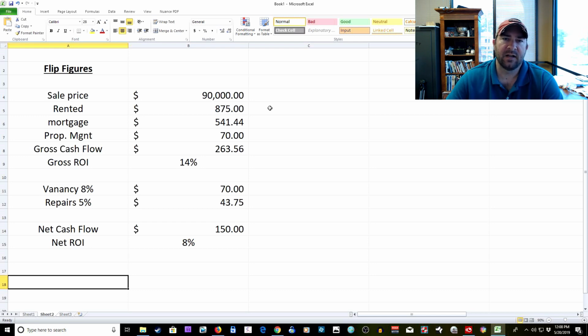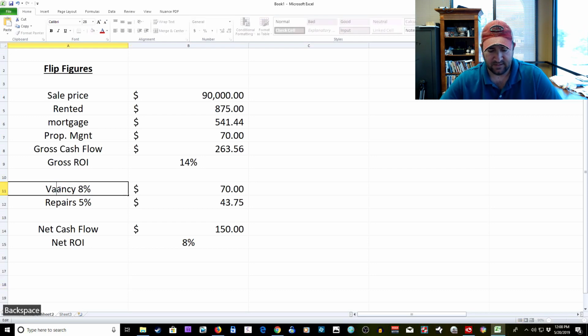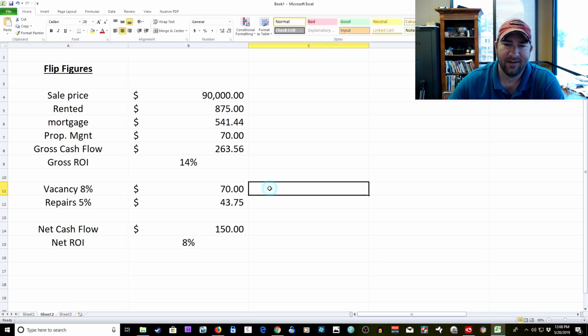Their total mortgage payment, principal, interest, taxes, and insurance, was $541.44. 8% property management fee brought that to $70. Gross cash flow of $263.56 with a gross return of 14%. Now, what do I mean by gross? That's just the basic numbers before you factor in anything else. And I apologize for my spelling there. I can't spell. There we go, I corrected it.